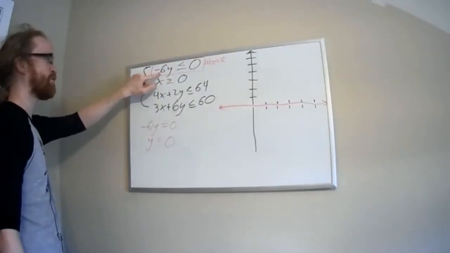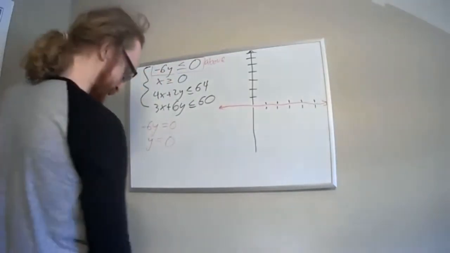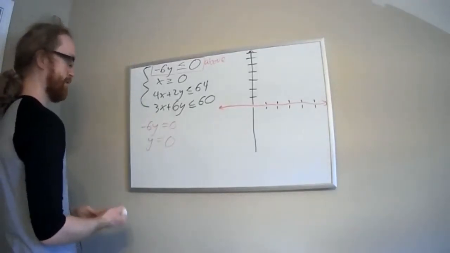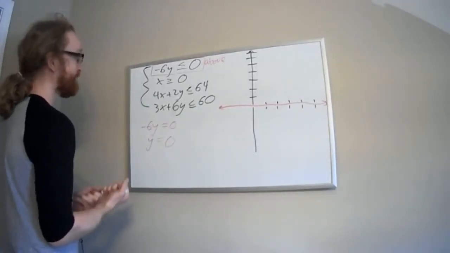So the negative 6 is sort of like a trick. It kind of covers up what's really going on here. All I need to know is that I'm shading above the x-axis.